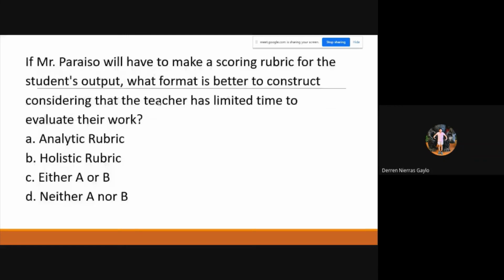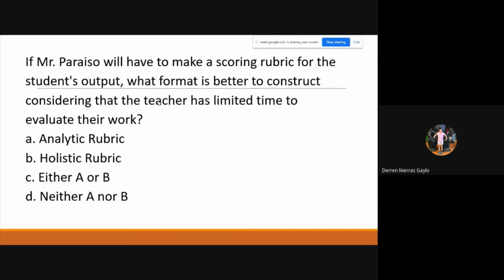Next, if Mr. Paraiso will have to make a scoring rubric for students' output, what format is better to construct, considering that the teacher has limited time to evaluate their work? Limited time, holistic rubric, limited time.